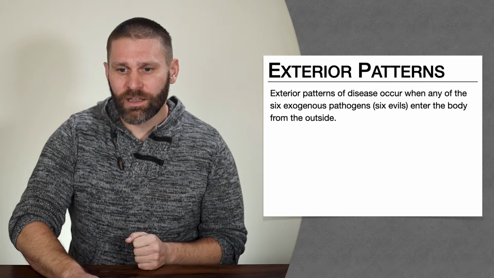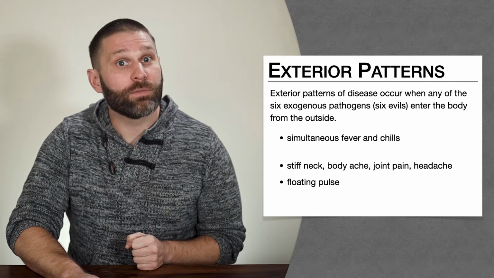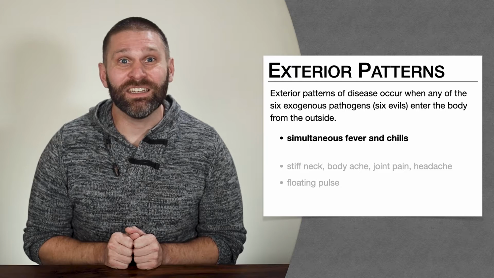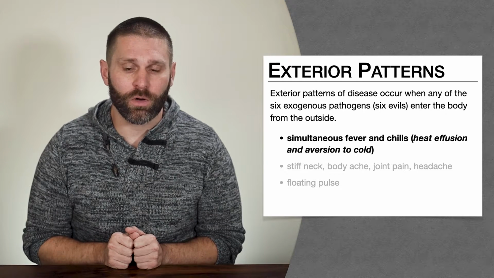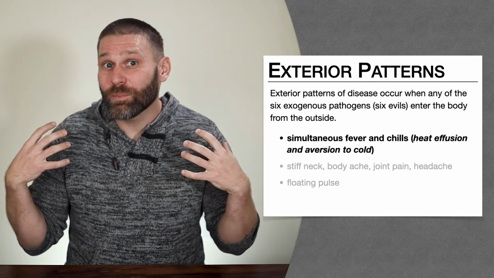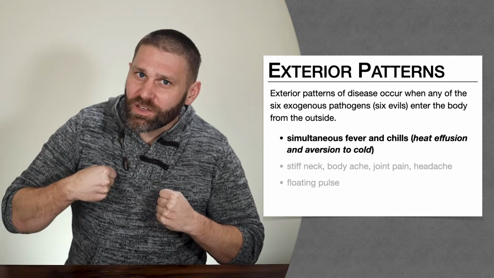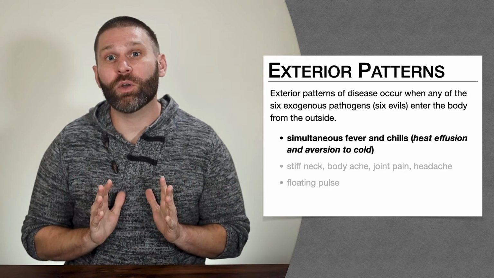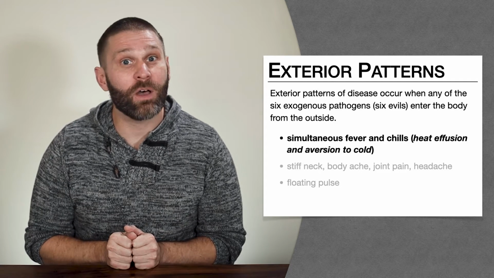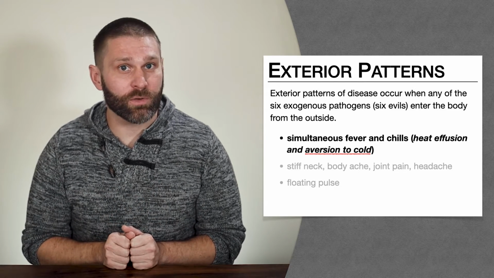Well, the main things we're going to see are simultaneous fever and chills, stiff neck and body ache, and a floating pulse. So we can say simultaneous fever and chills, or the Weissman terminology is heat effusion and aversion to cold or aversion to wind. So what's happening here is we have this pathogen or evil qi attacking from the outside, and so the body's upright qi mounts defense. So this battle between the good qi and evil qi produces heat, and that's why we have fever, or a subjective feeling of warmth that can be felt by the patient or felt by the practitioner upon palpation.